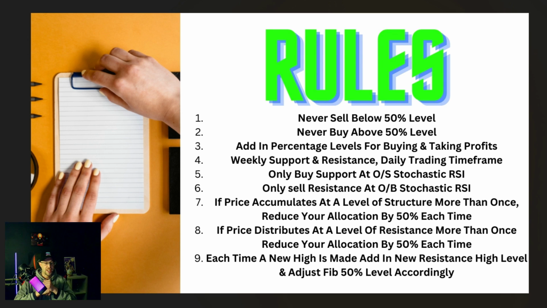So number 8, if price distributes at a level of resistance more than once, reduce your allocation by 50% each time. So that's just the opposite of number 7. And finally, each time price makes a new high, you need to add in your new resistance level. So if it makes a new high on a weekly time frame, add in a new weekly resistance level. And then, of course, if that happens, you need to adjust your Fibonacci and add in your 50% level, because that's going to ultimately change once a new high is being made. So those are the rules, guys.